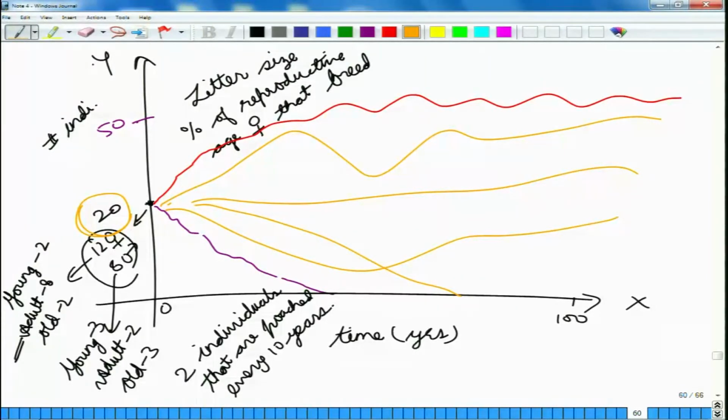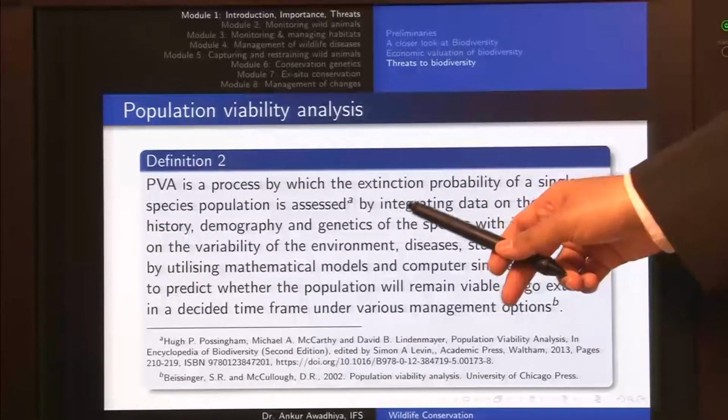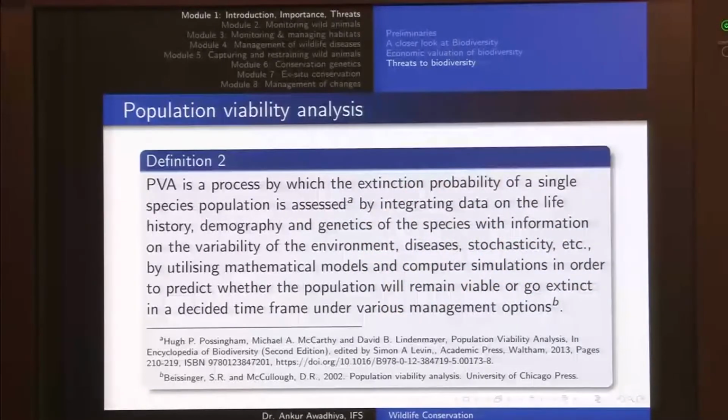Then we can also simulate the impacts of any management inputs. So, for instance, if we have better protection, so that in place of 2 individuals that are poached every 10 years, we have only 1 individual that is poached every 20 years, then we can again simulate the whole thing. All of these simulations would give us an indication of the extinction probability of a single species population. So, this goes by the name of population viability analysis, and we are going to look at it in much greater detail in our 6th module, conservation genetics.